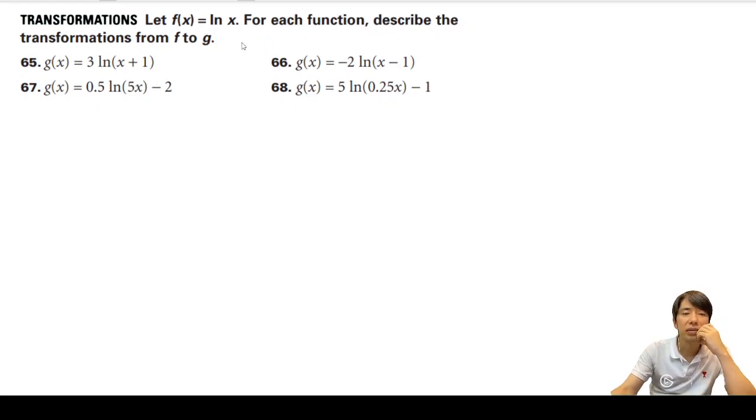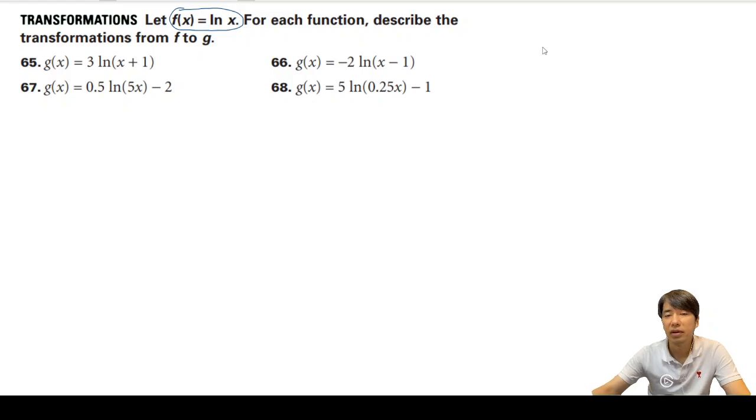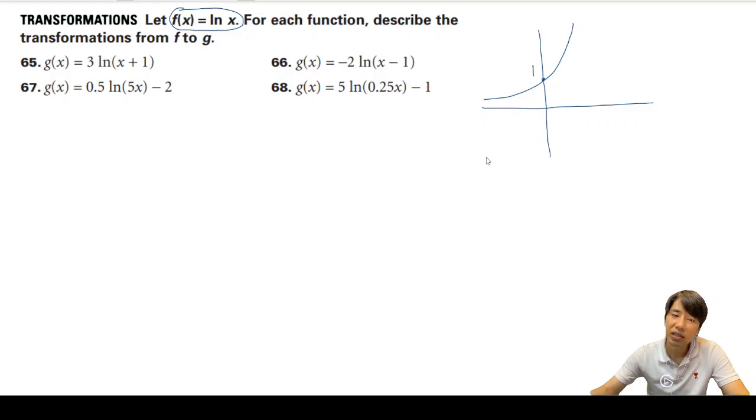Okay, this is the same thing, okay? The original graph is ln x. Remember the graph of ln x? ln x is the inverse of e to the x. So e to the x was this, passing through 1 here. The inverse graph is always a reflection across this line, which is y equals x. So if you reflect it, you get this kind of graph. That's basically the log graph. That's one.